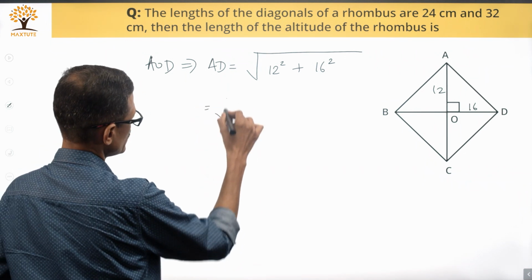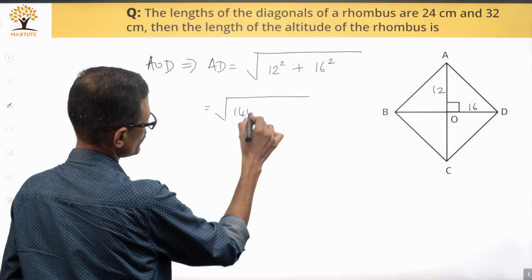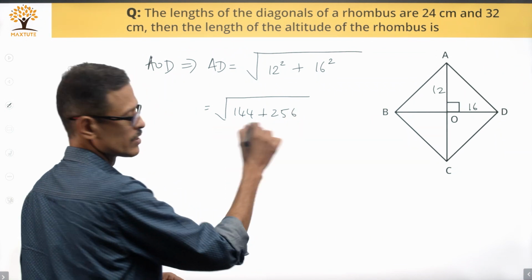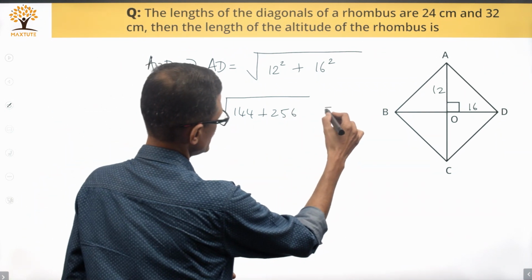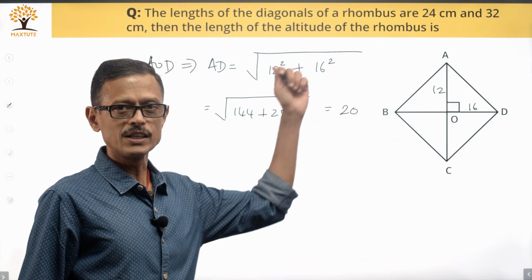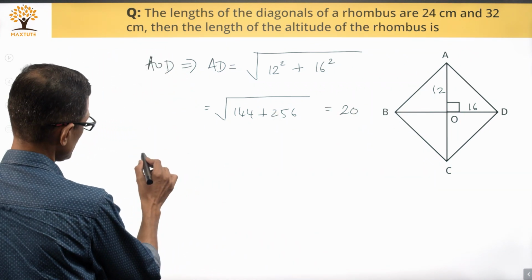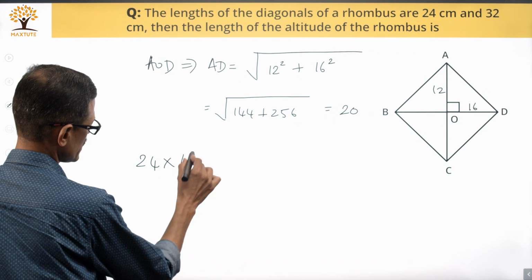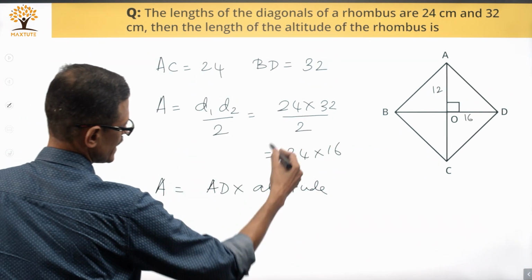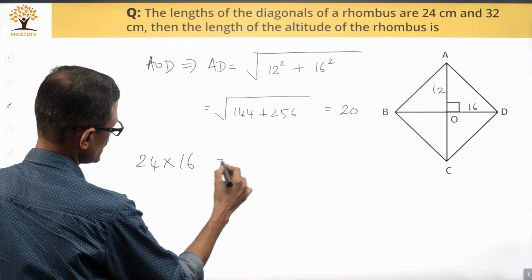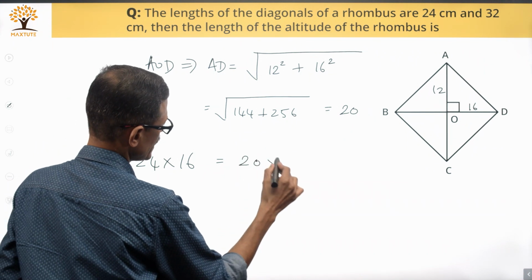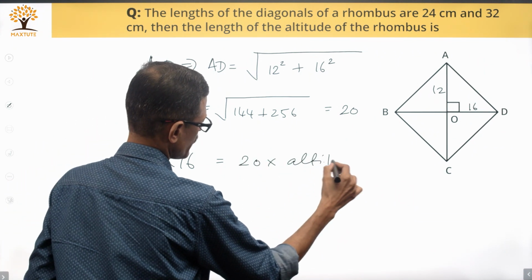So AD is equal to the square root of 144 plus 256, which is the square root of 400, which is equal to 20. So we now know the side AD is equal to 20. We computed the area in the first formula, which is equal to 24 times 16. Just go back and check. This is the area, 24 times 16, which is equal to AD, which is 20, into the altitude. So that is what we need to find out.